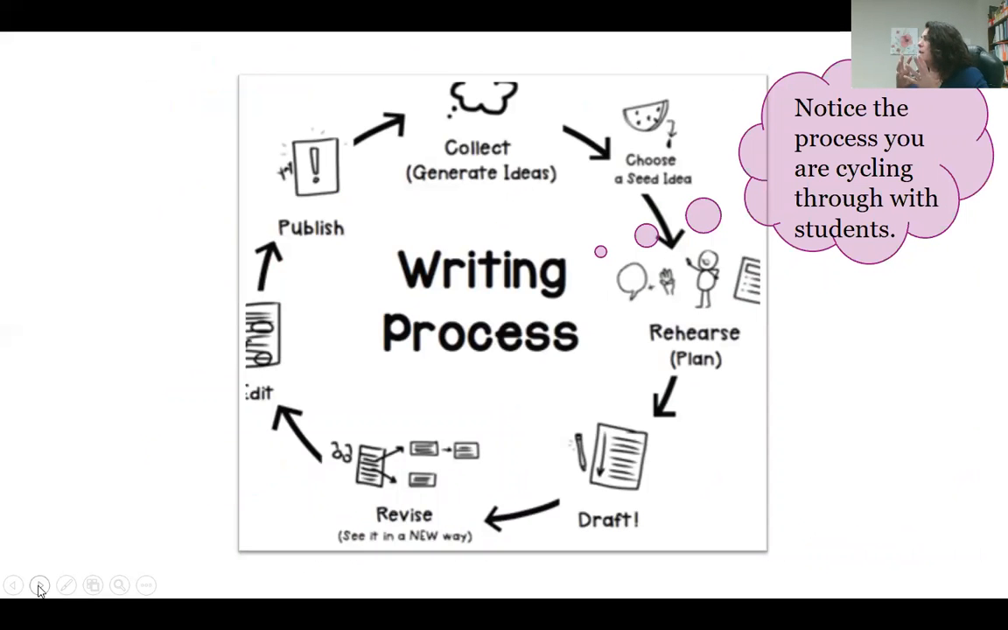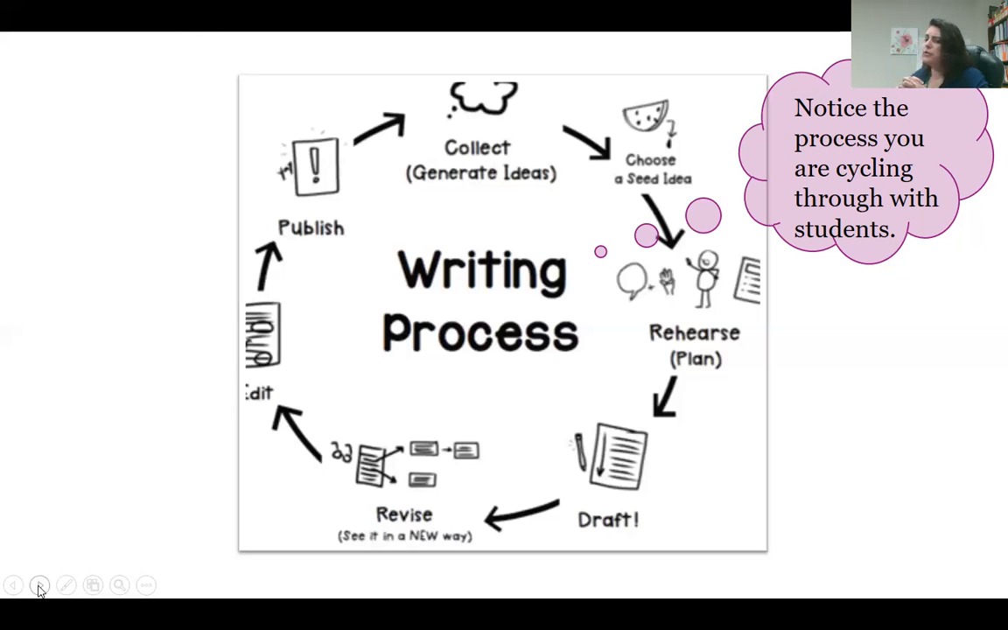Notice the process you are cycling through with students. So reminding students often that right now we're generating ideas, or today we're rehearsing, or we're drafting, or we're revising. And we know from Lucy Calkins that we do flash drafts so that they will spend the time revising. If they spend 3 days writing their flash draft, then they are less likely to revise it because they spent so long on it the first time. So we want them to flash draft those, because that allows them to say, I know it's not perfect the first time. I'm willing to go back and keep changing and fixing and rearranging.